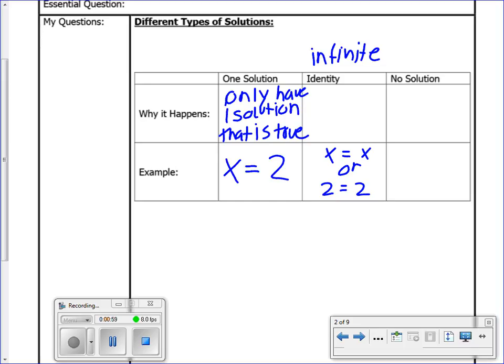When this occurs, any answer will work for x. Any number will work for x, and it will be equivalent on both sides.